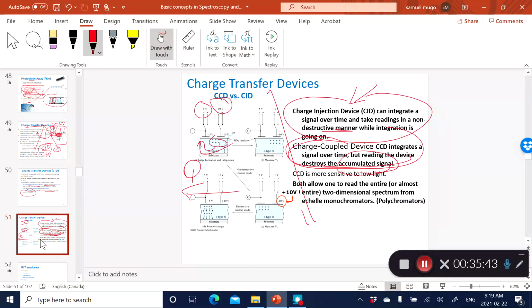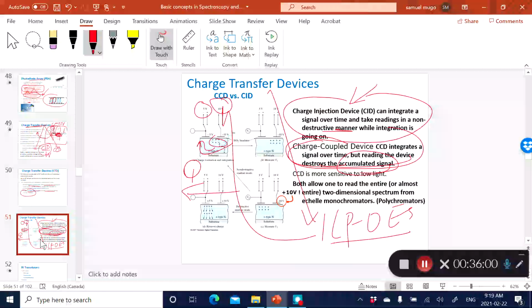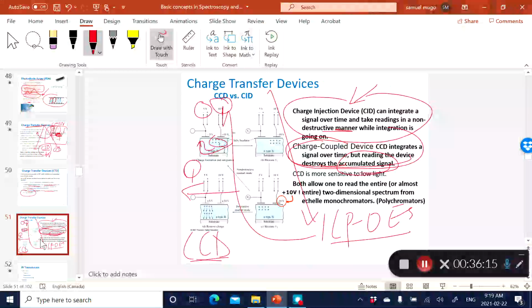So the CTD, CCD or the CID are very, very common types of detectors, and very, very sensitive. Like you guys used the ICP-OES in the lab, and you're going to see what is present is actually a CCD. That's a type of detector that is there. Your cameras on your cell phones are also based on CCD technology. So again, you can see the importance of these types of platforms for many different types of applications.